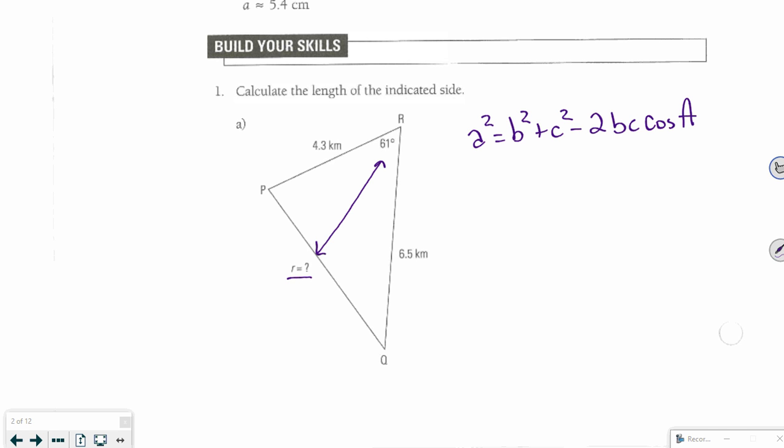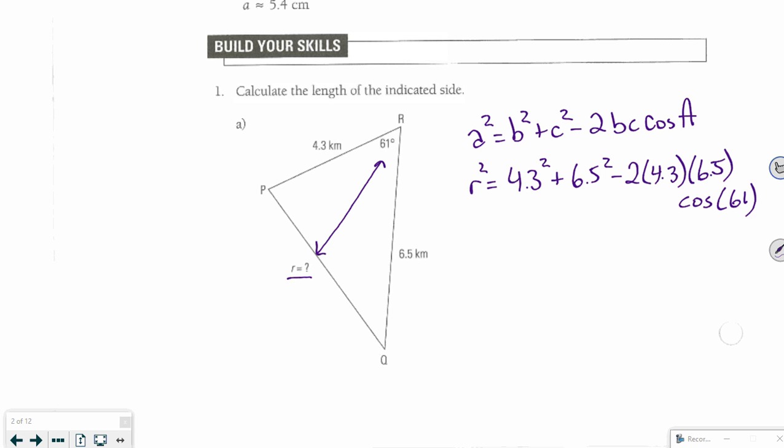So it doesn't matter what I call b, what I call c, but I'm solving for a squared equals, or in this case they called it r, so we'll call it r as well. So r squared equals 4.3 squared plus 6.5 squared minus 2 times 4.3 times 6.5, so my other two sides, and then times cos of 61.